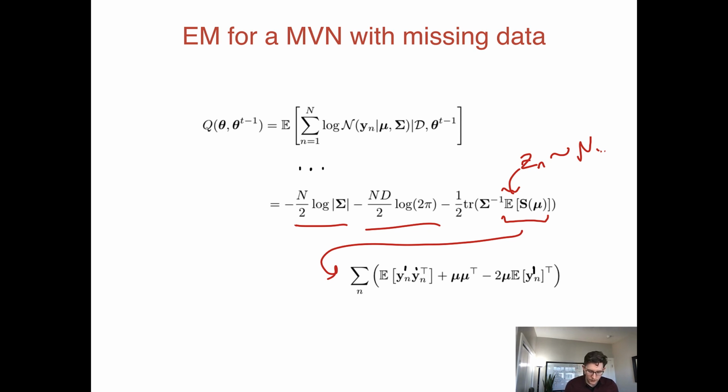Specifically for this term here, expectation of yn, it's pretty easy to show that that thing equals mn. That is the mean value of that normal distribution. And of course, that's just for the hidden variables, the hidden values. For the observed values, expectation of yn is just that observed value. That's not hard to see.